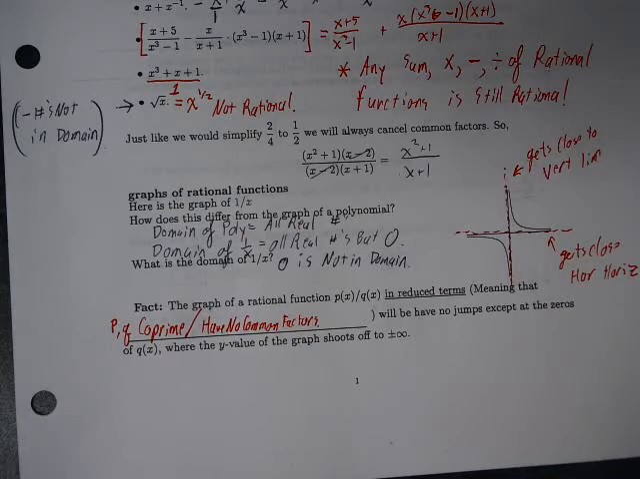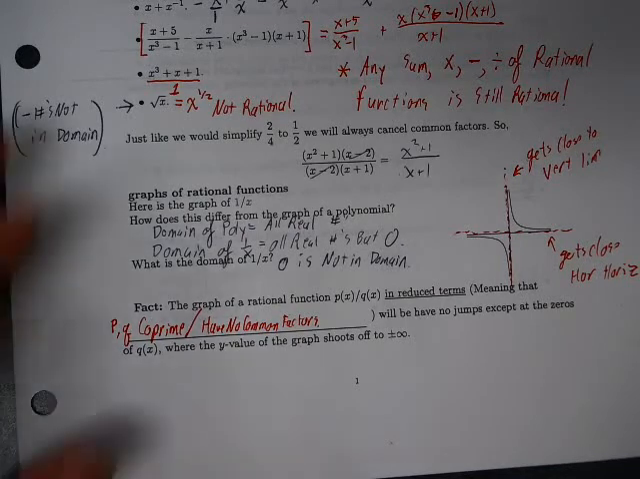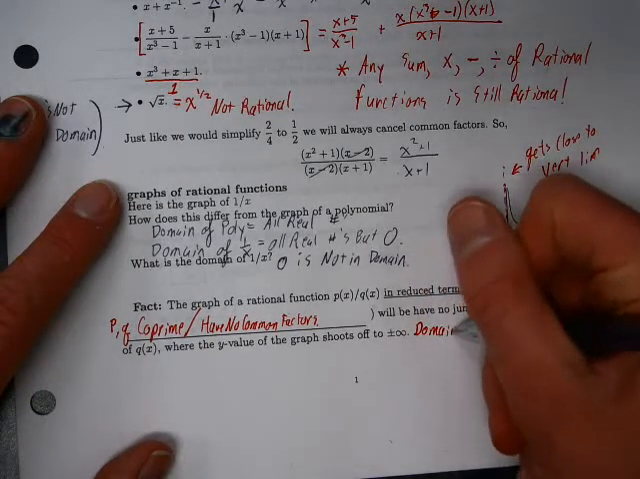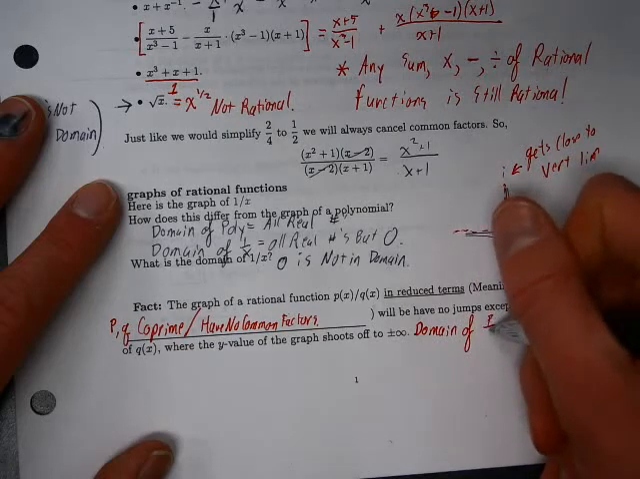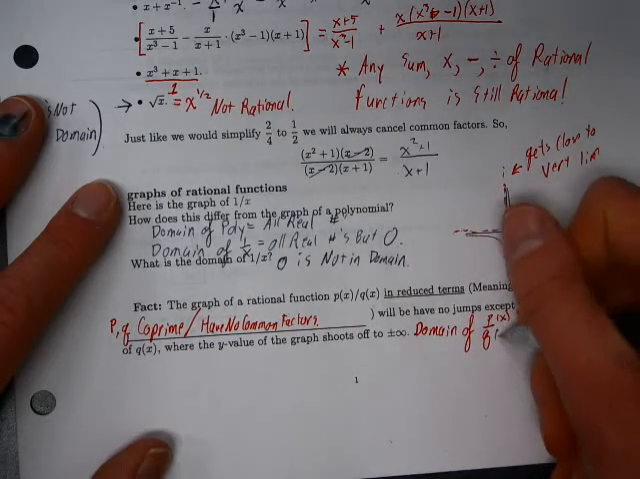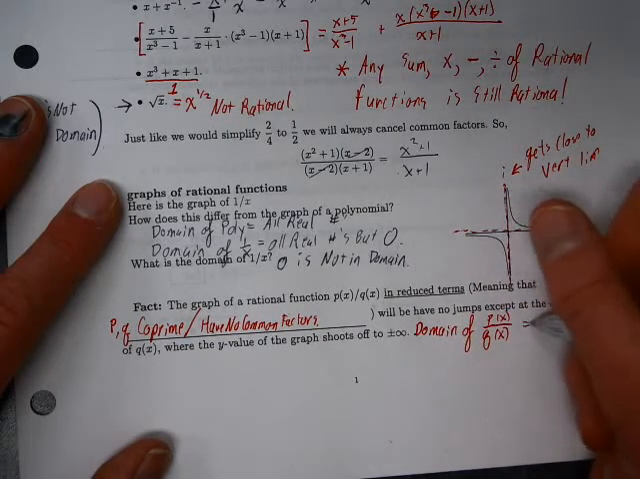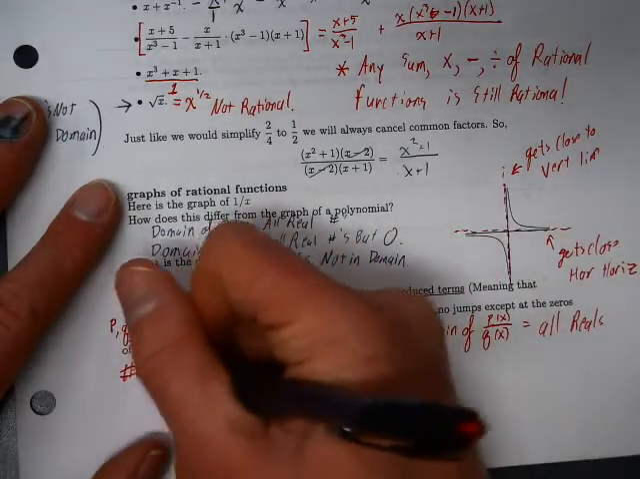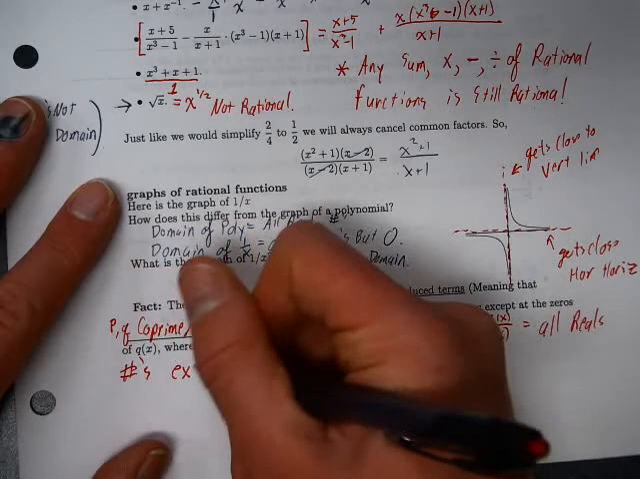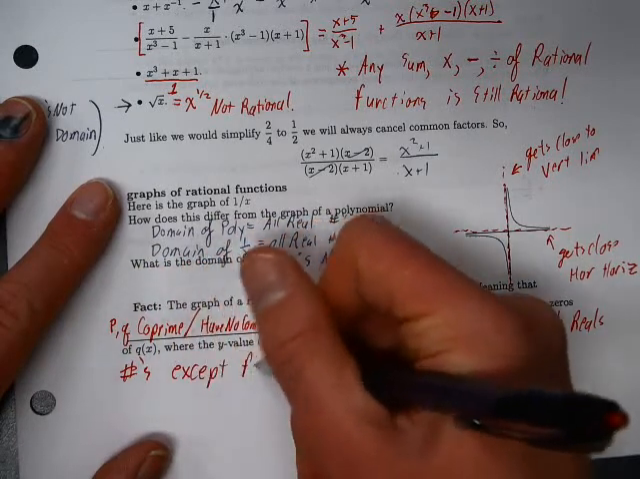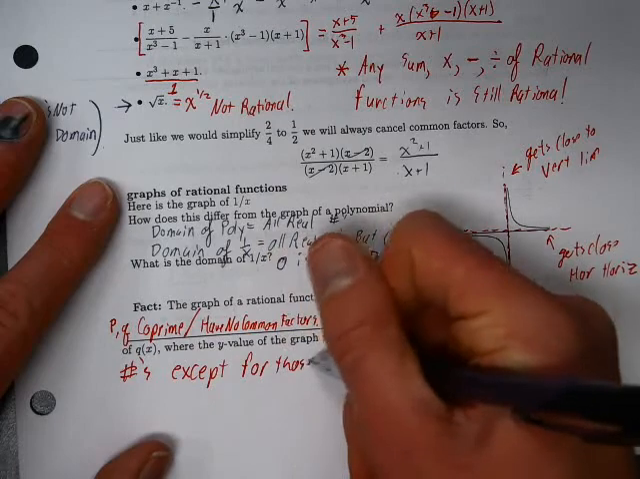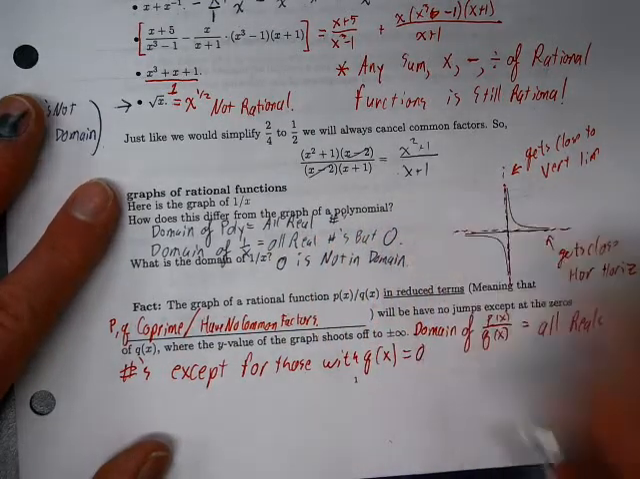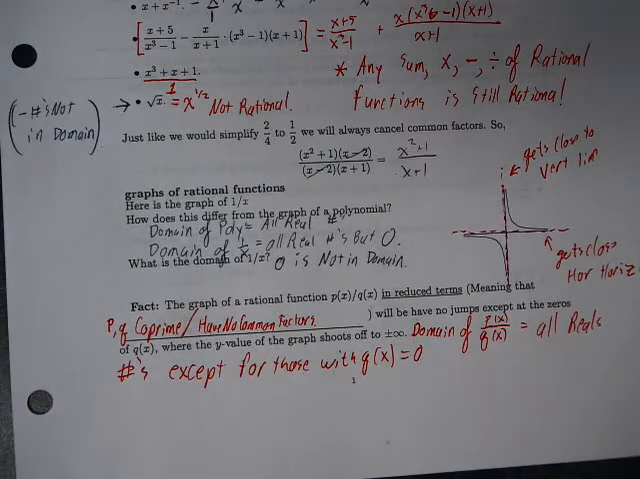And so let's see this. Another thing that you can read off of this is the domain of p of x over q of x. It is all real numbers except for those with q of x equals 0. Right, you can't divide by 0, so you better not wind up with a 0 in the denominator.